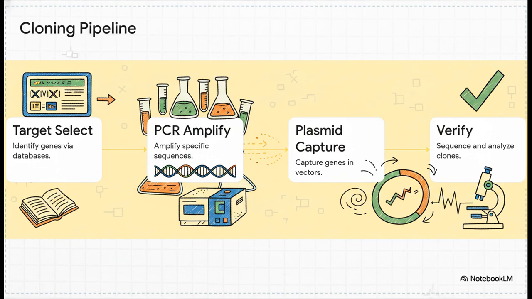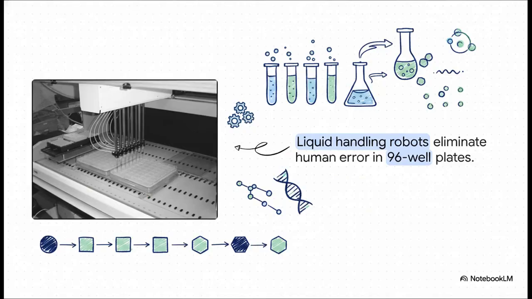Because the scale of this pipeline requires thousands and thousands of reactions, humans are literally taken out of the pipetting loop altogether. We use liquid-handling robots with specialized addressable tips to dispense reagents into 96-well microtiter plates. This automation is a game changer. It completely eliminates human error, allowing scientists to run thousands of cloning reactions simultaneously without breaking a sweat.